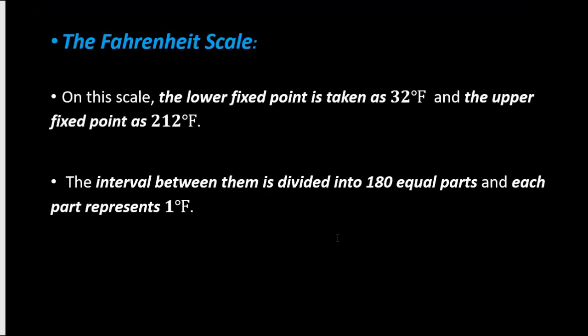Then we have the Fahrenheit scale, where the lower fixed point is 32 degrees Fahrenheit, which is the ice point, and the upper fixed point is 212 degrees Fahrenheit. So a total of 212 minus 32, that is 180. The interval is divided into 180 equal parts, where each part represents 1 degree Fahrenheit.